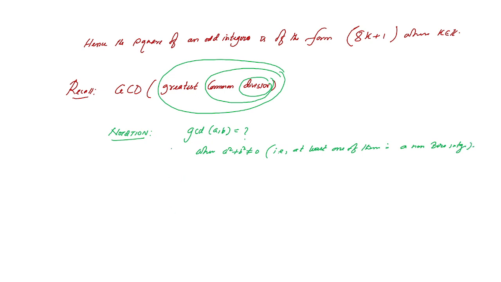Okay. So this is very, very important. That means we can't find the GCD of 0, 0. This is not possible. But this is possible: GCD of A, 0 or GCD of 0, B, where A is non-zero and B is non-zero. So when we find the GCD of two numbers, among these two integers at least one of them must be non-zero. Now we will come to the definition.